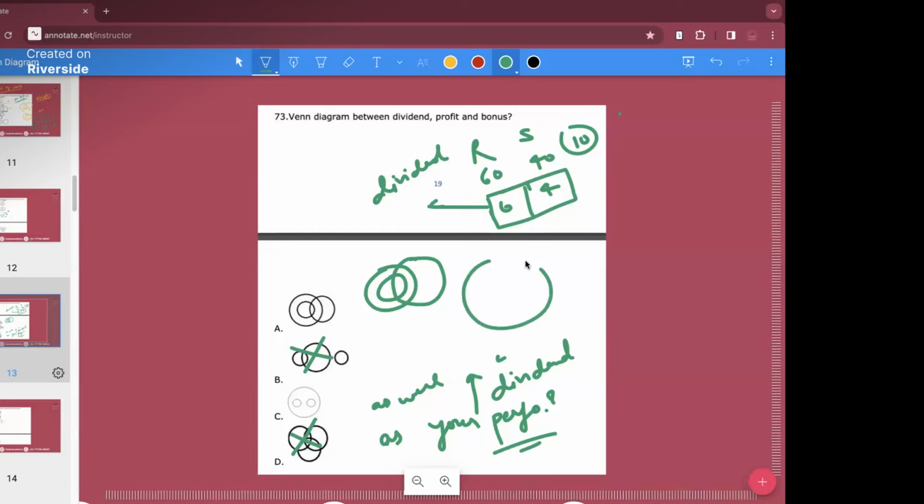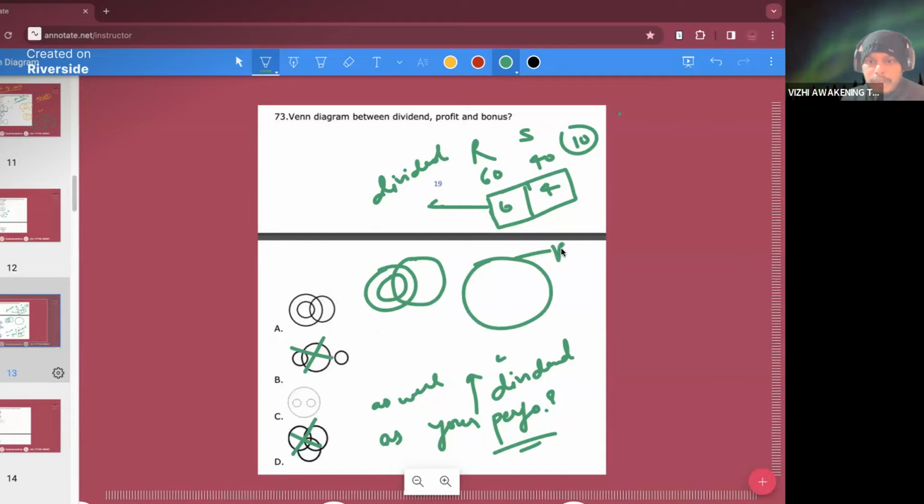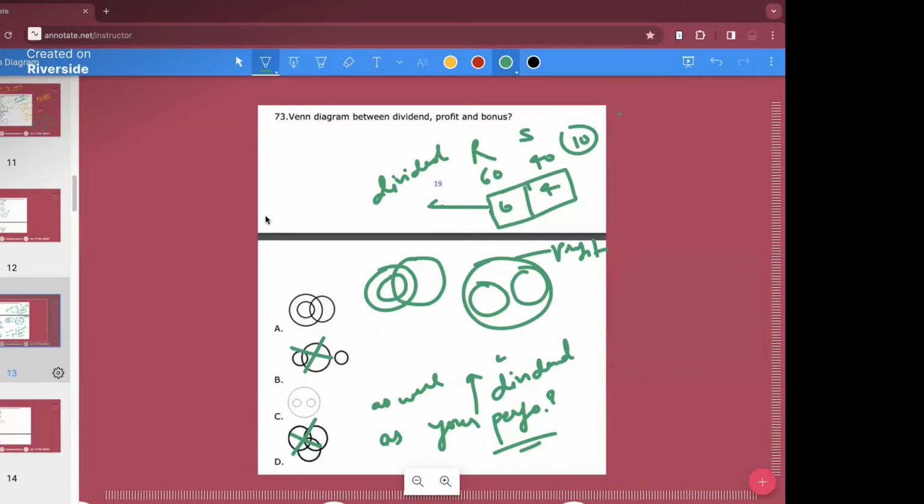There won't be a relation. So this is your profit. Profit will be the entire whole, and dividend will be one part of it and bonus will be another part of it. Right, guys? Yes, option C, sir. Yes, absolutely. Very valid observation.